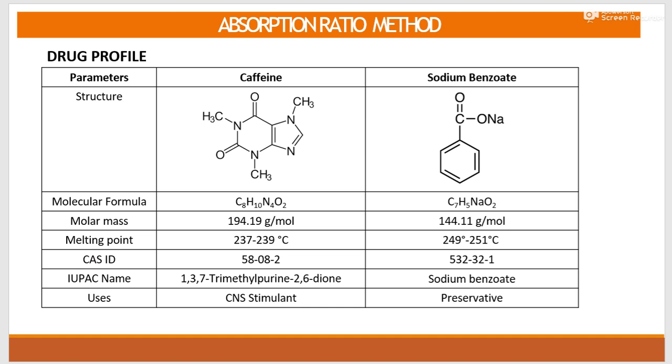The drug profile is structure of caffeine and sodium benzoate, molecular formula, molecular mass, melting point, CAS number, IUPAC name and uses.